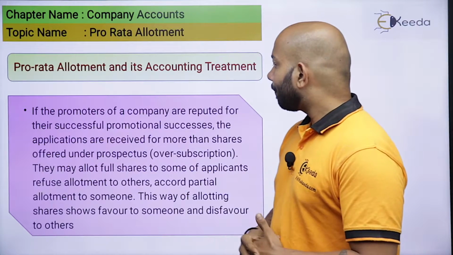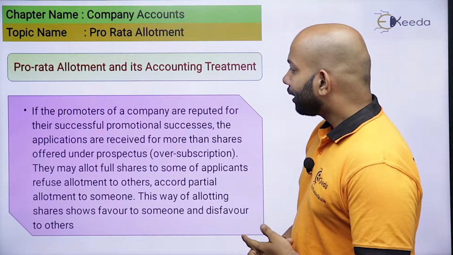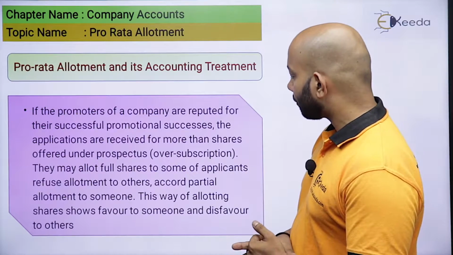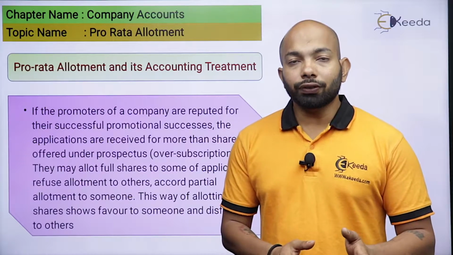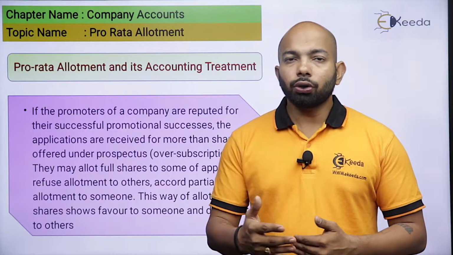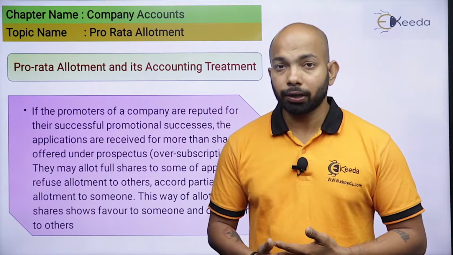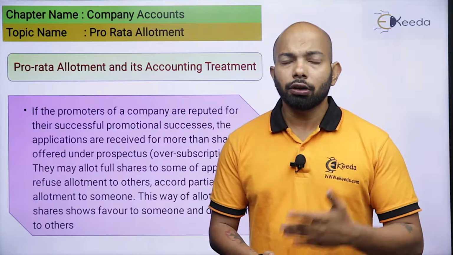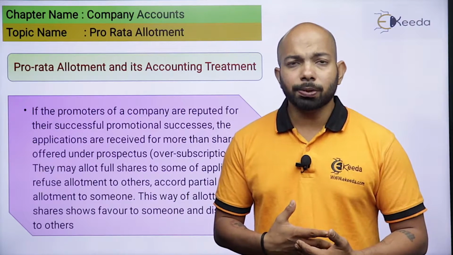If the promoters of the company are reputed for their successful promotional successes, applications are received for more than the shares offered under the prospectus, that is oversubscription. That means if, for example, this is a new company, you cannot expect an oversubscription scenario unless it is Reliance coming into the picture, or any other branded company that you know, with that kind of reputation.